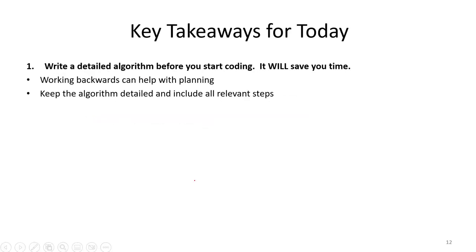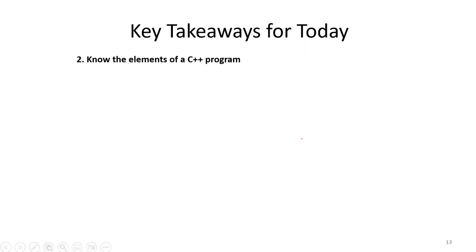So this leads us to our key takeaway number 1. Key takeaway number 1, write a detailed algorithm before you start coding. It will save you time. Remember, working backwards can help with planning, and you want to make sure you keep that algorithm detailed and include all the relevant steps. It may seem like a little bit of extra work, but it will save you time later. Let's move to our next point.